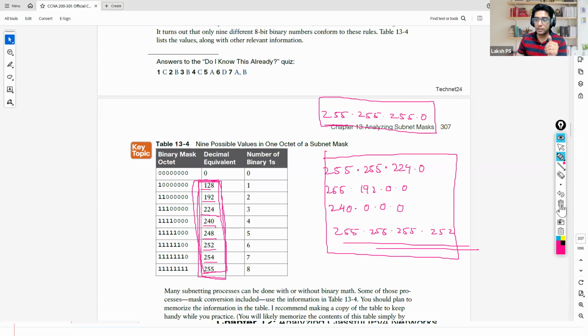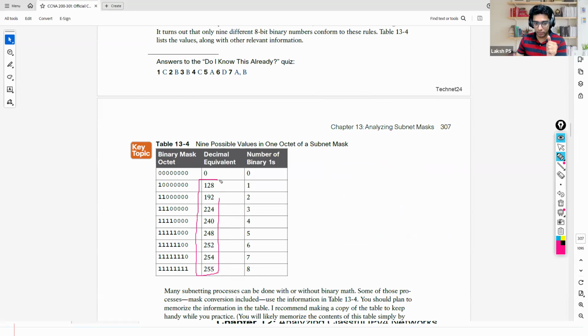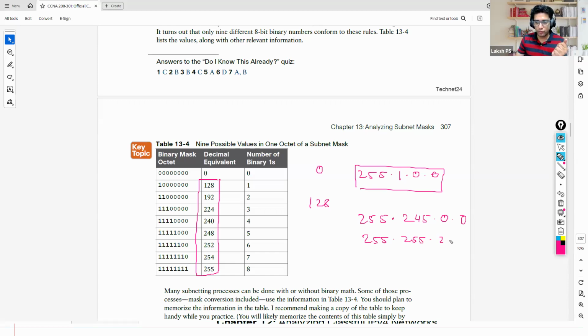Okay, now you may ask, why only these numbers? Why not any number in between? Any number between 0 and 128? Why can't I have 255.1.0.0 as an address mask? Or why can't I have 255.245.0.0? Or why can't I have 255.255.255.30 like this? Why can't I have a number like this? Why only these specific numbers?